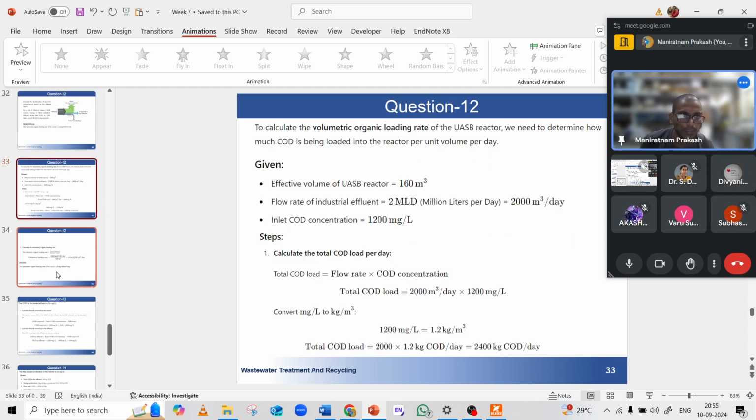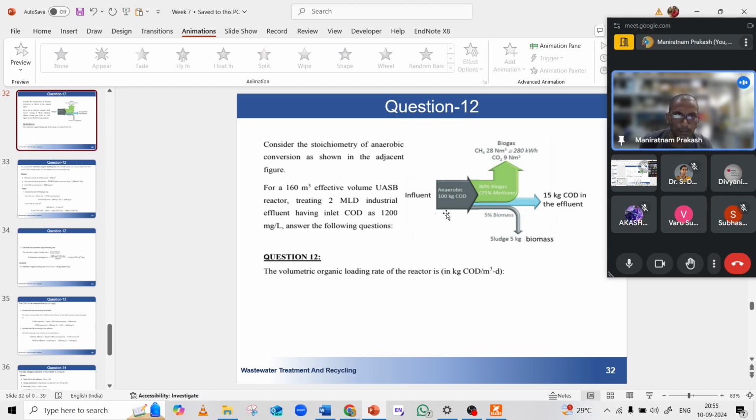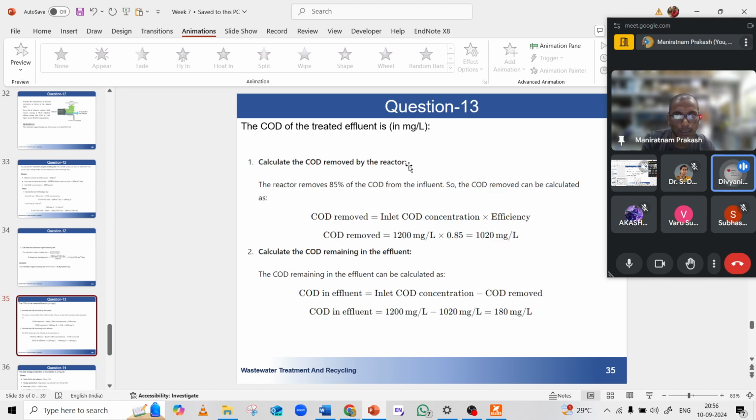See, in the question it is written that influent is coming and effluent is going out, and 85% is getting converted into biomass and biogas. Whatever is coming into our system, that is 1200, out of 1200, 80% is getting converted into biogas, and 5% is getting converted into biomass, and the remainder is going out from our system. This is the concept which I have used, in which the biogas and biomass are given in percentage form.